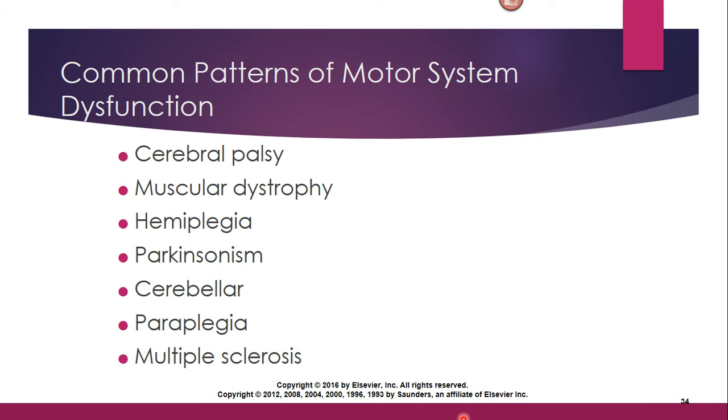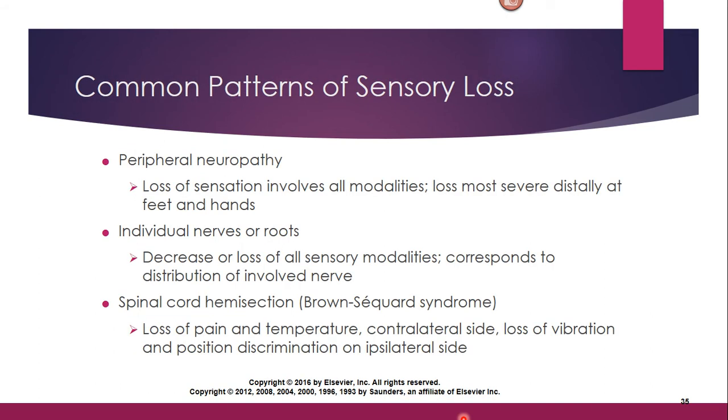And then again, common patterns of motor system dysfunction, which we've discussed: cerebral palsy, muscular dystrophy. They could have hemiparesis because of a stroke. They could be a paraplegic because of some kind of trauma. They can have MS, and then it could affect their motor system. And I see a lot of patients with this common pattern of sensory loss, typically because of peripheral neuropathy.